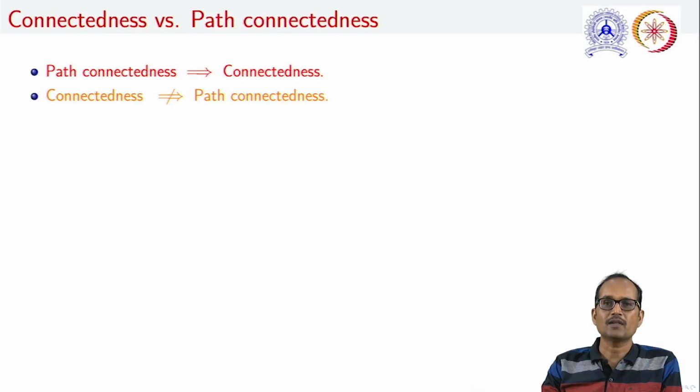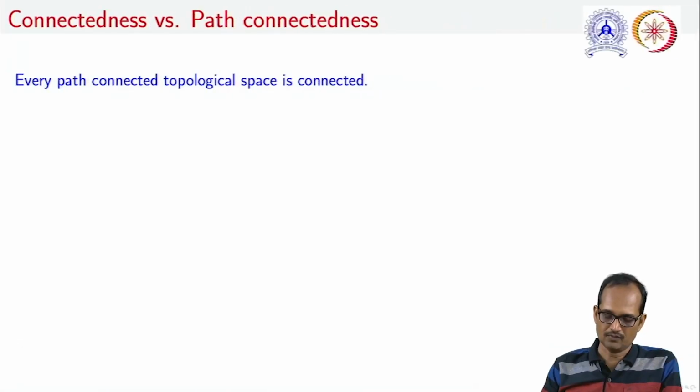Begin with what we noted down in the previous lecture, that path connectedness implies connectedness, while connectedness does not imply path connectedness. Let us see the justification of both the statements. Beginning with the first one, that every path connected topological space is connected.